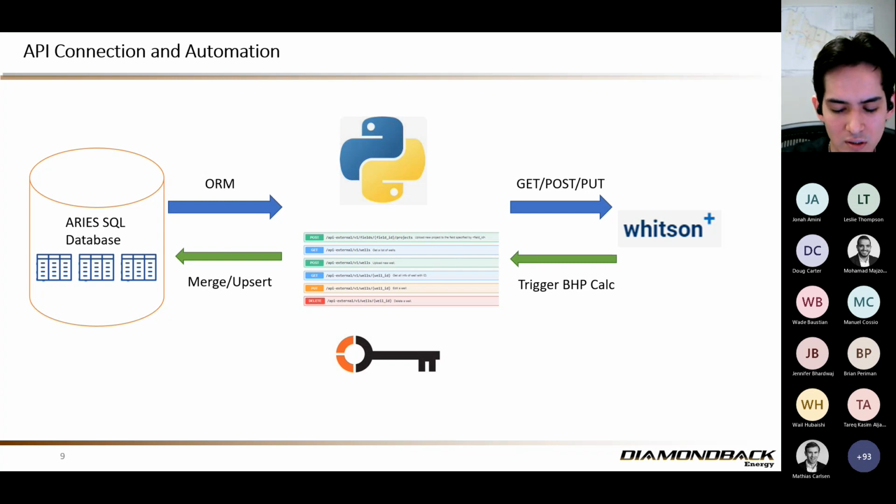We've been speaking with our IT team in order to get the data to upload automatically with the Python code. So we should be having that within April, or the first couple weeks of April. But this is basically the API connection and automation process that Diamondback is using.